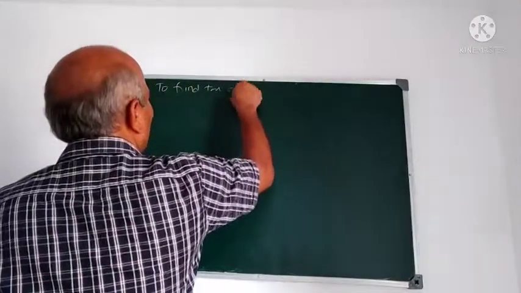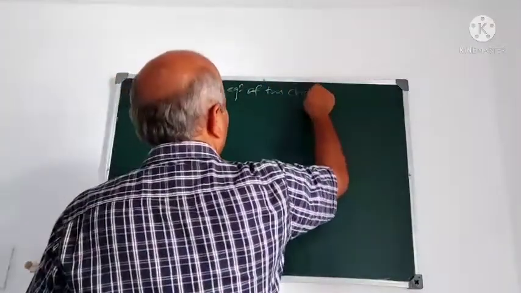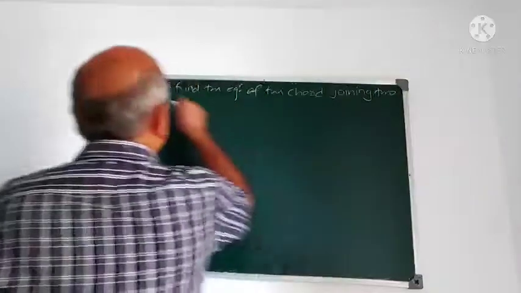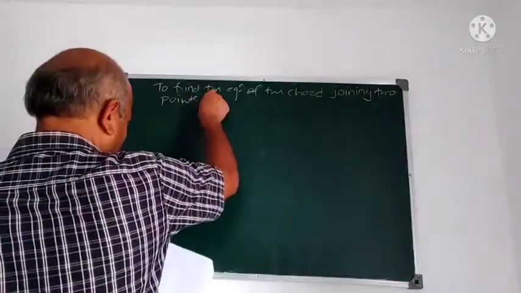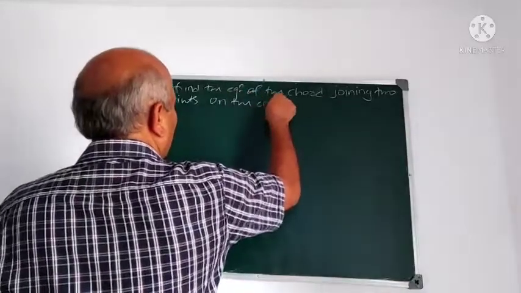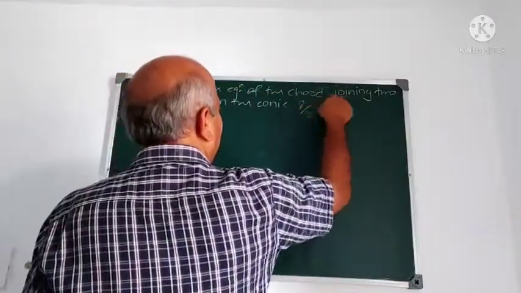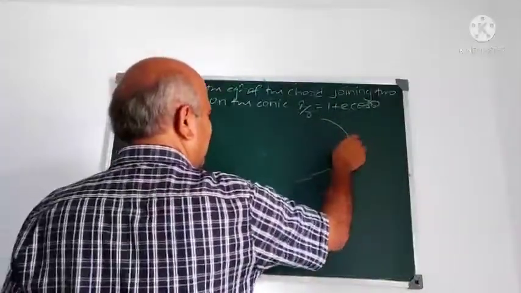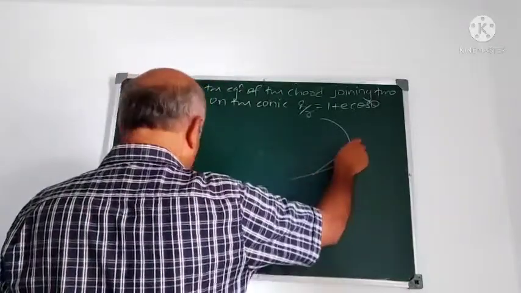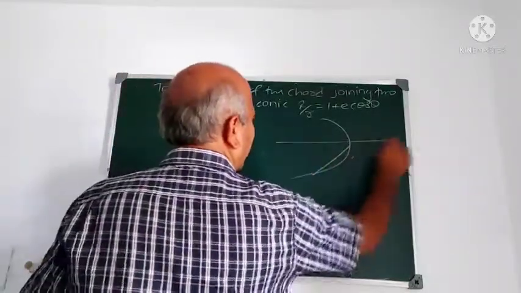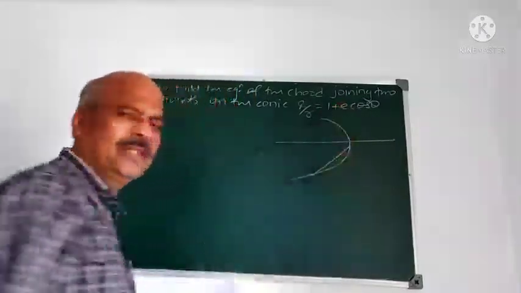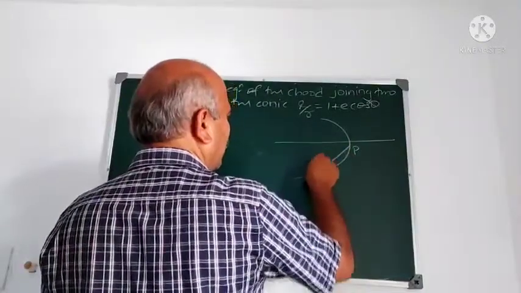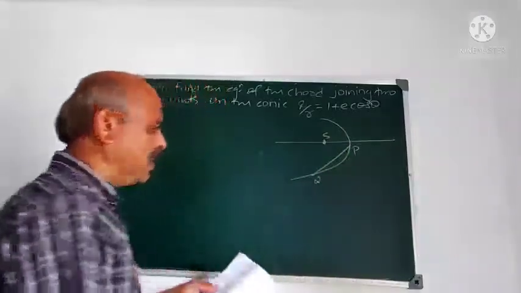Now, first we start with the chord. To find the equation of the chord joining 2 points on the conic L by r is 1 plus e cos theta, this is any conic section, the general equation. It may represent any conic. I take this as the focus, and PQ as the chord.